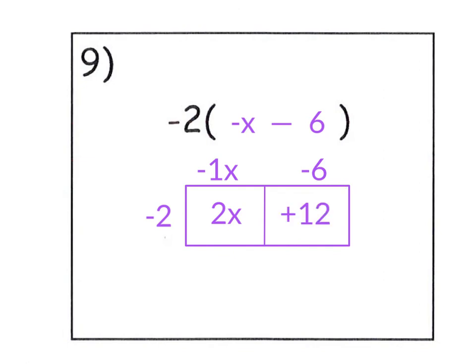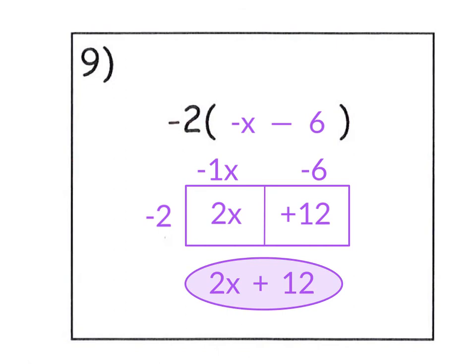Now that I've multiplied, I can go ahead and add my two terms together. So we're going to have the 2x plus 12. We're going to write them side by side. So that is my answer of 2x plus 12.